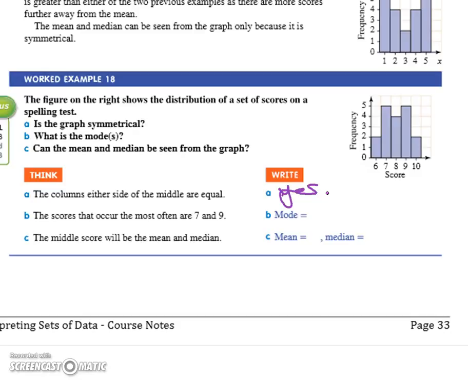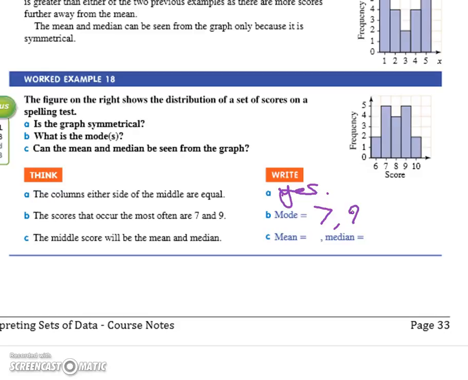Okay? So what is the mode or the modes? Mode is the most frequently occurring. 7 and 9. Awesome. So you can have two modes. You can have one mode. You can have no modes. Okay? So the modal numbers are 7 and 9. Yes, you can have anywhere up to all of them. But if you've got all of them, then you just say there's no mode because they're all the same. But you can have more than two.